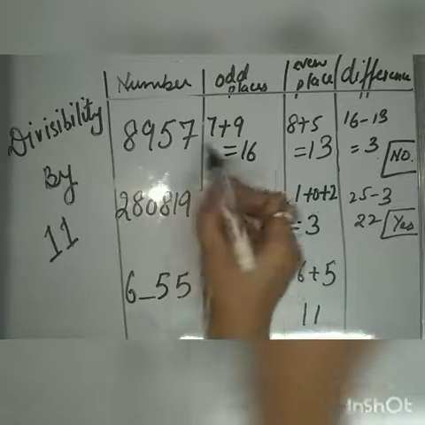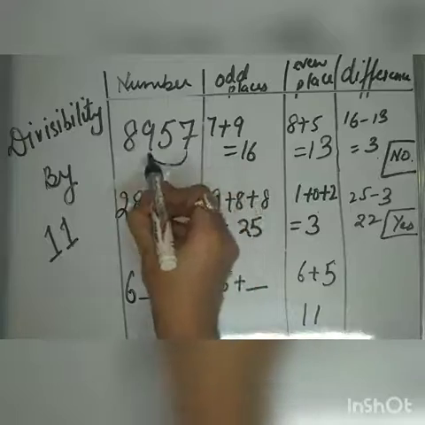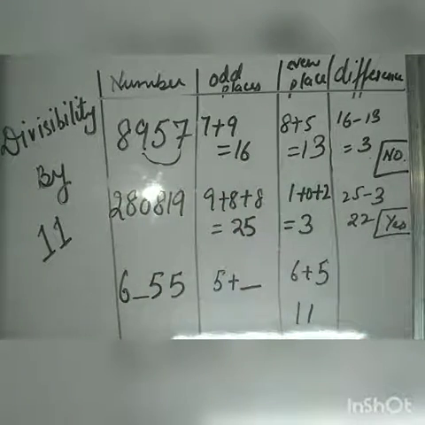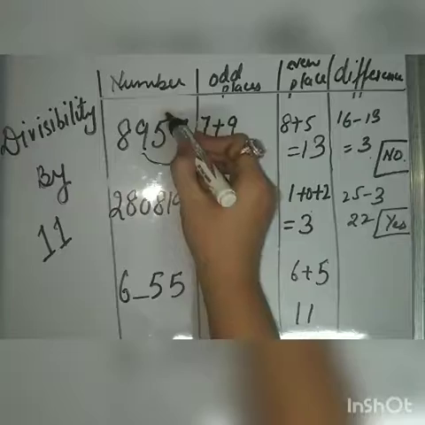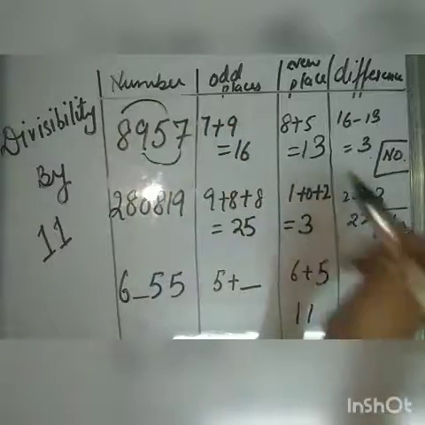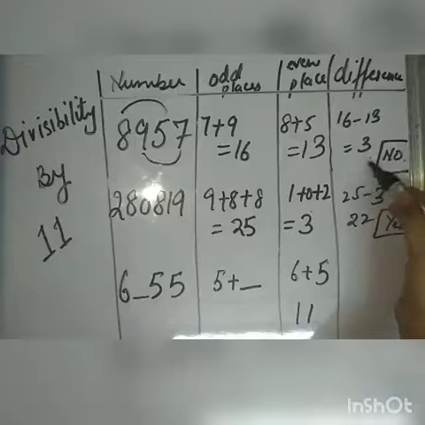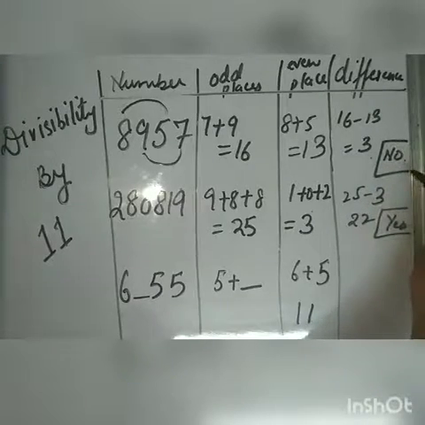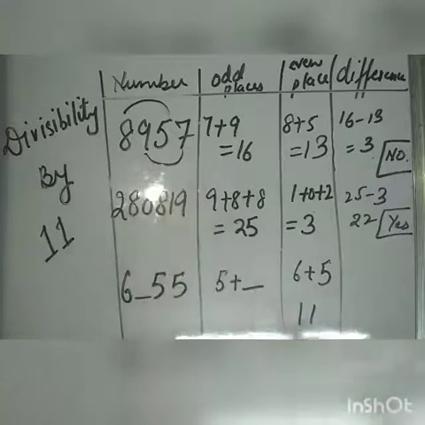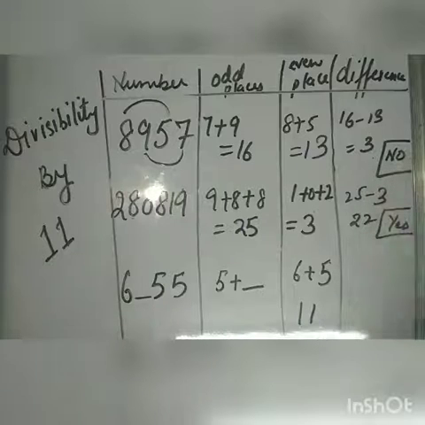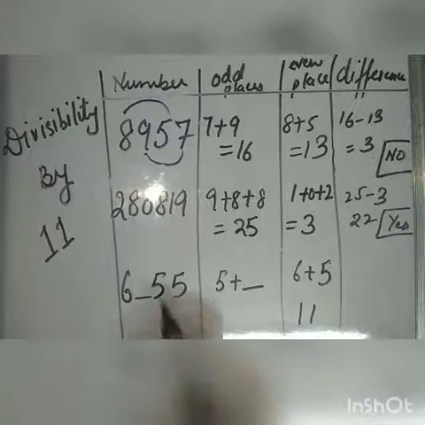8957. The digits at odd places 7 plus 9 is equal to 16. The digits at even places 5 plus 8 is equal to 13. The difference is 3, which is not divisible by 11. So 8957 is not divisible by 11.